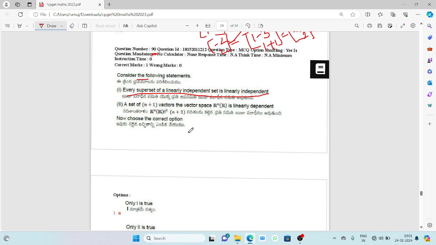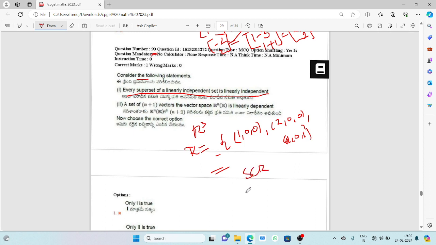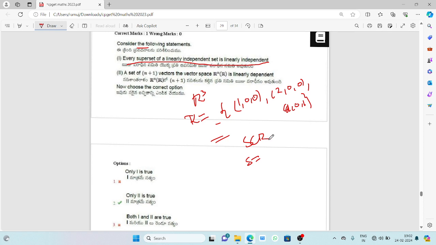Why? Suppose I consider R cube, and I will give you one counterexample. I have a vector (1, 0, 0), another vector (2, 0, 0), and another vector (0, 0, 1). I have these three vectors. If I take a subset of these, suppose I call this set R, and S is a subset of R. I am just taking (2, 0, 0) and (0, 0, 1) inside S.